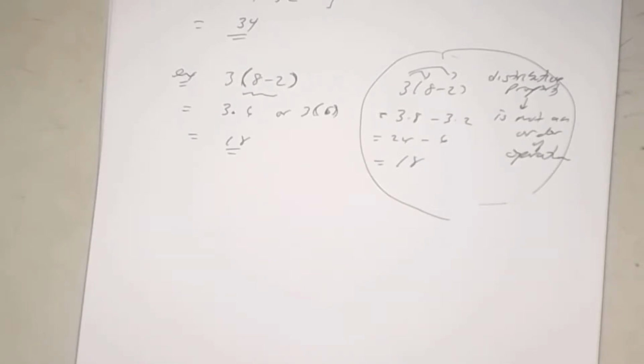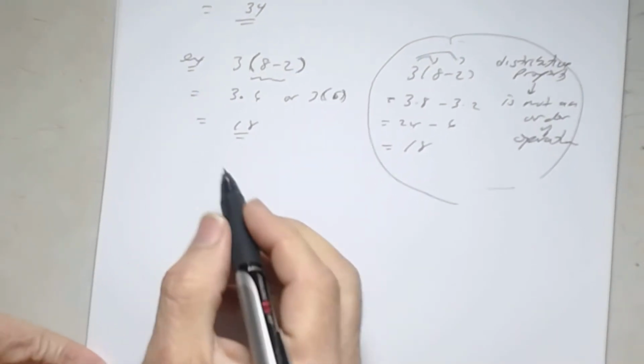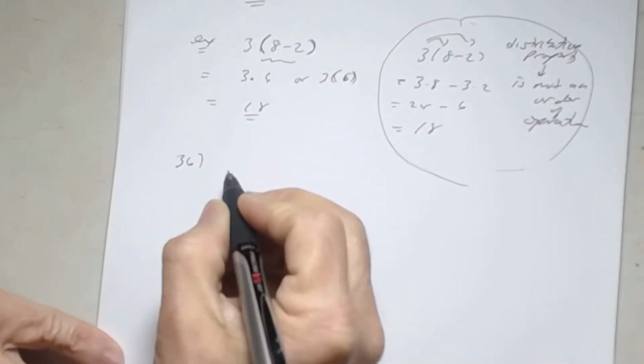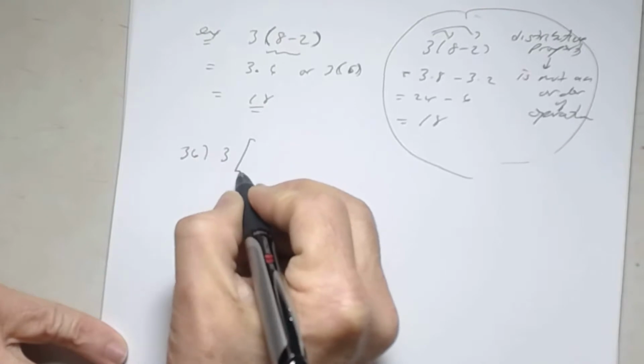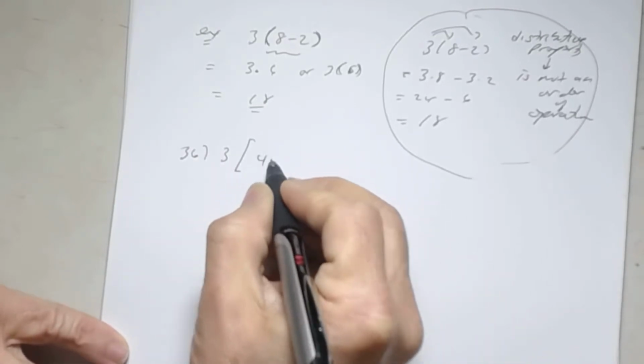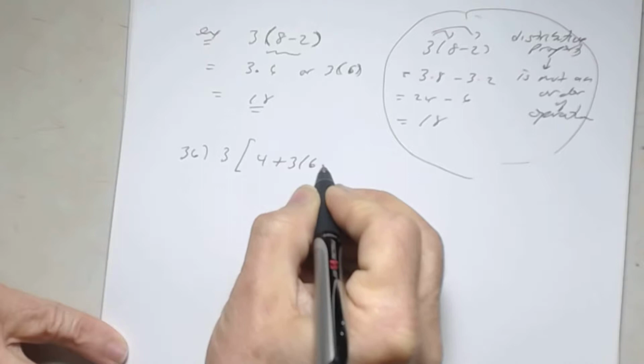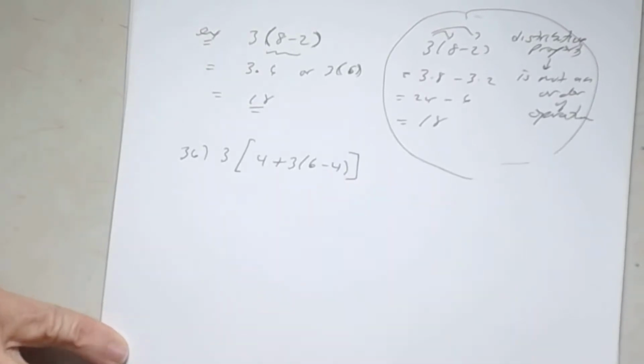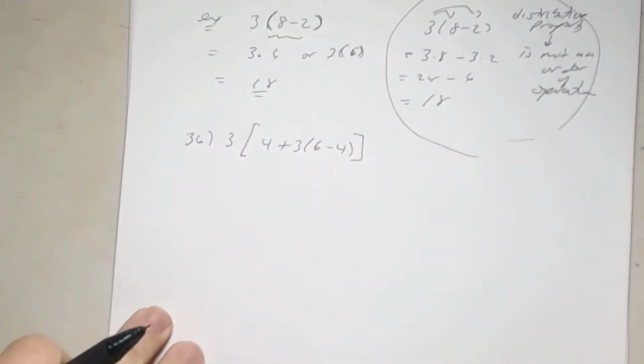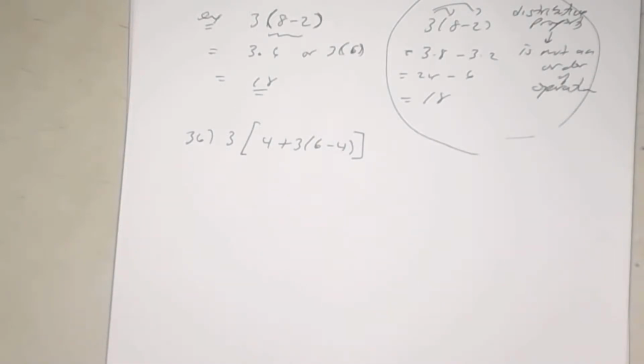All right. Okay, so let's look at 36. So this is 36. You have this expression. All right, that's your expression. Notice you have more than one grouping symbol, right? We haven't really talked about more than one grouping symbol, but what do you think you would do first? 6 minus 4.